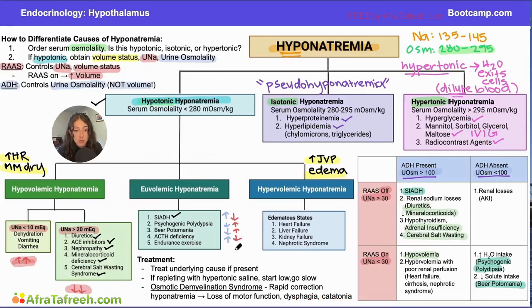So CRH levels are going to be elevated. When CRH is elevated, vasopressin is often elevated or increased. So in adrenal insufficiency, you're going to have increased antidiuretic hormone present, but your RAS is going to be off.